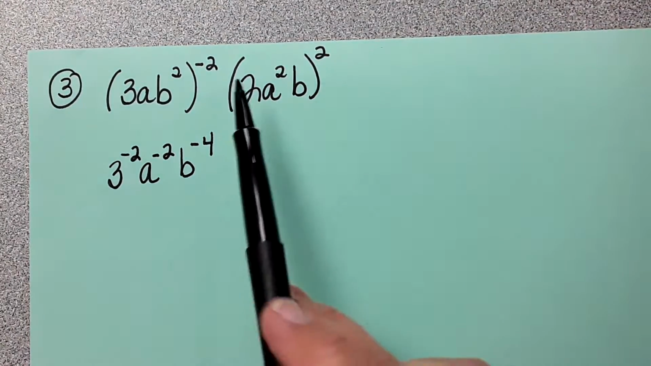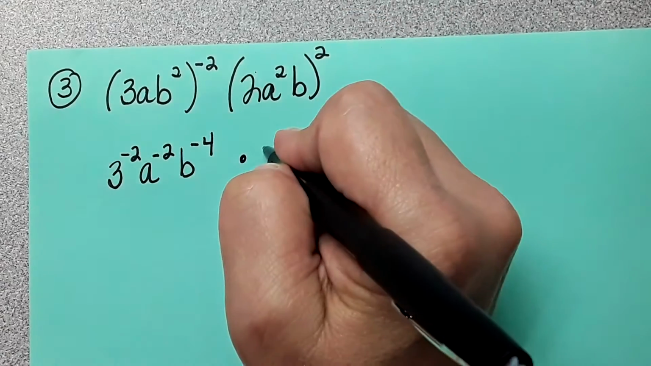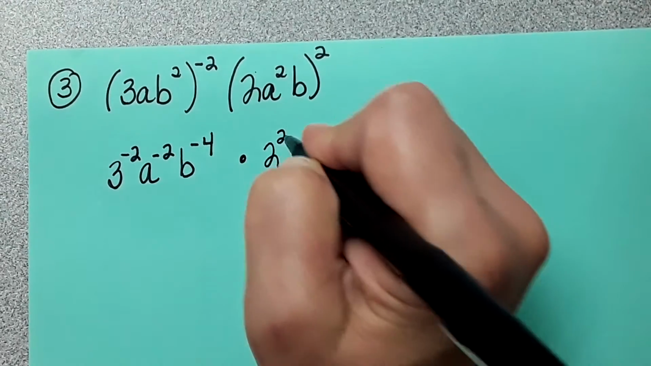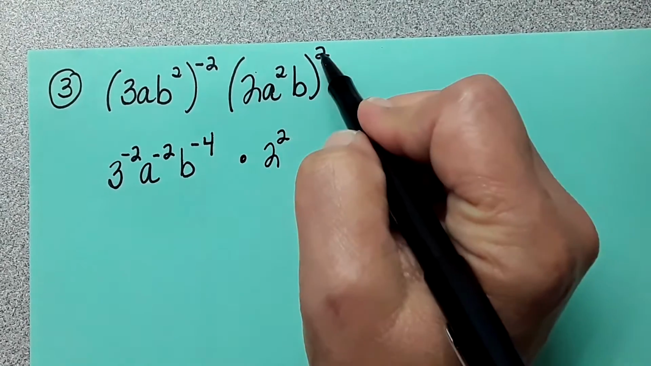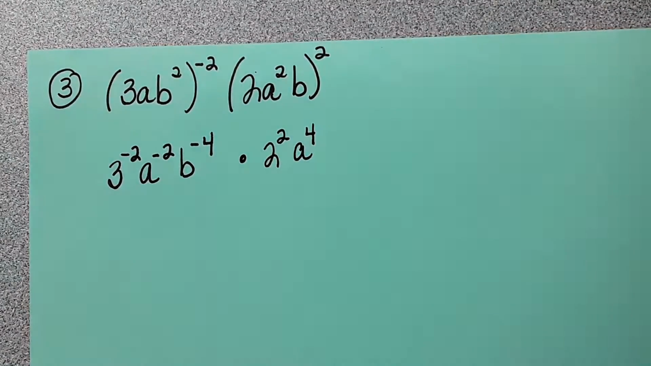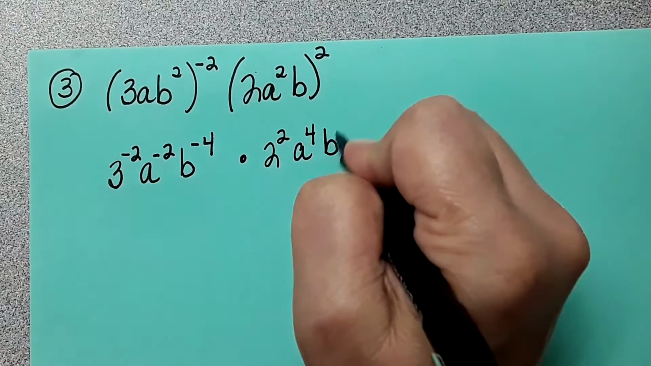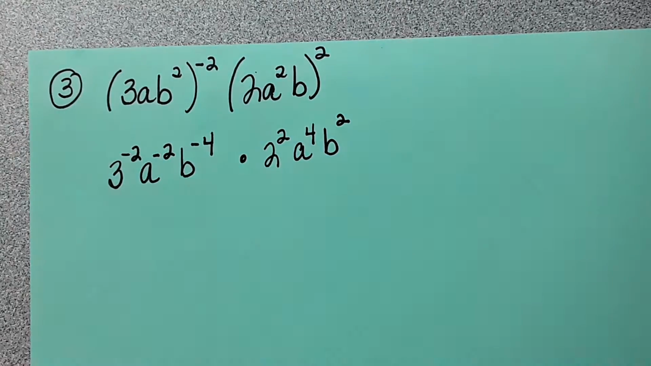We're going to do the same thing for this one. So 1 times 2 is 2, so this becomes 2 to the second power. A to the second, squared, is a to the fourth. And we multiply because the exponents are attached to parentheses and not attached to a base. And now we're going to do 1 to the second. So it's b to the second power.